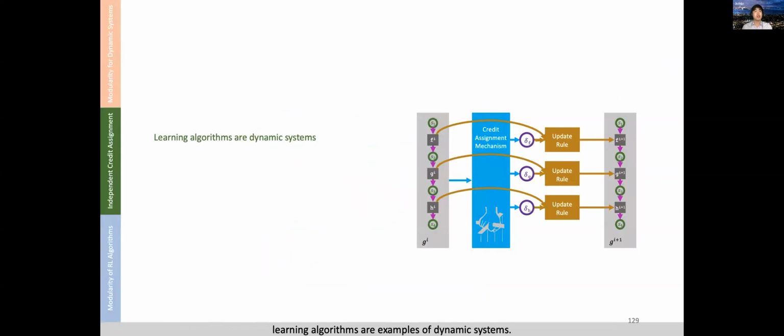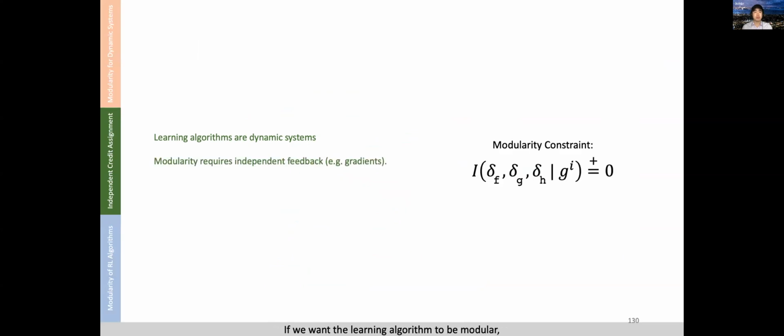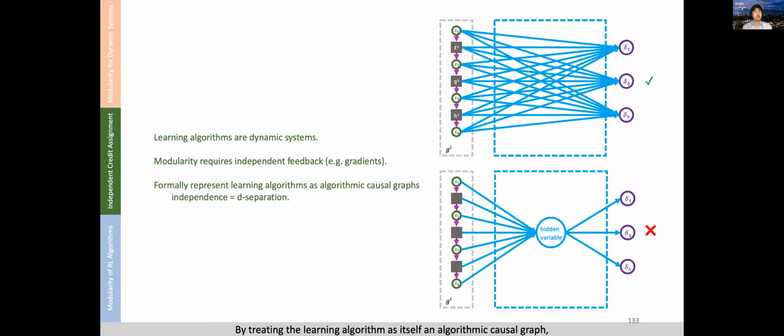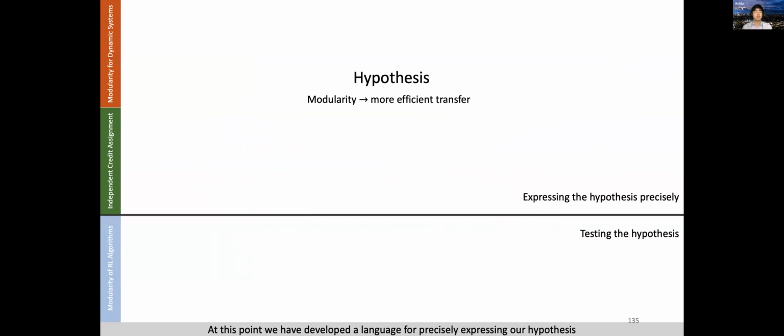To recap, learning algorithms are examples of dynamic systems. If we want the learning algorithm to be modular, then the credit assignment mechanism needs to produce independent gradients to modify the learnable mechanisms independently. By treating the learning algorithm as itself an algorithmic causal graph, we can test for this property without any training by checking whether the gradients are deseparated.